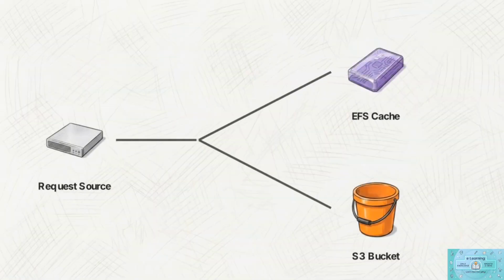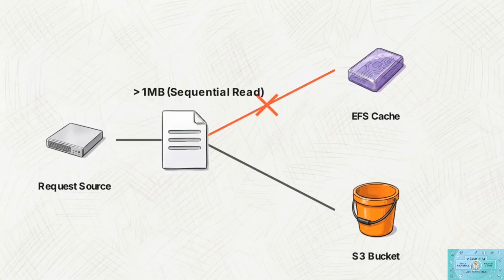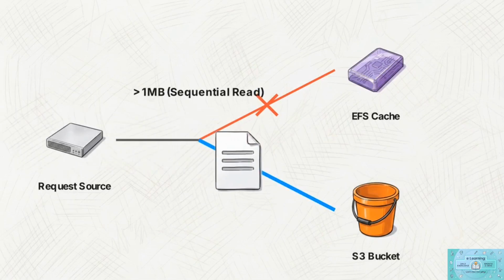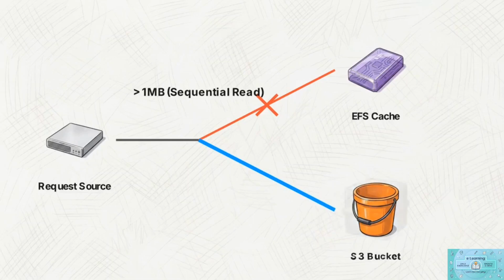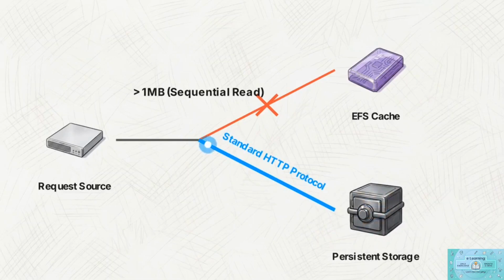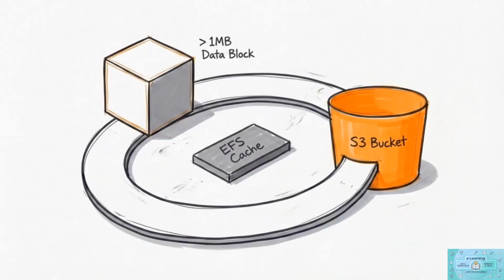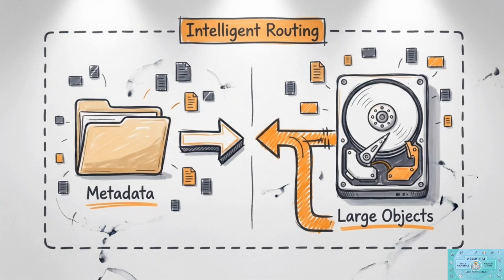But routing multi-gigabyte video files into the EFS cache would be prohibitively expensive. The second routing rule is the 1 megabyte bypass threshold. For sequential reads, massive data blocks bypass the EFS cache completely and stream directly to the S3 bucket via standard HTTP. Bypassing the intermediary prevents massive payloads from filling and polluting the local cache. The intelligent routing acts as an automatic arbitrator, enforcing POSIX speed for metadata while maintaining HTTP efficiency for large objects.